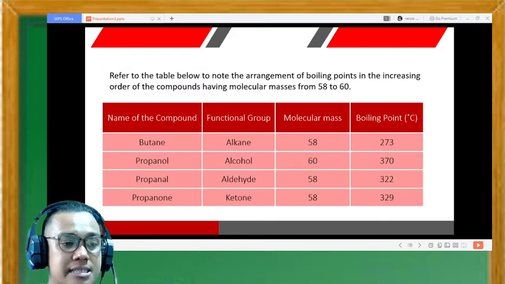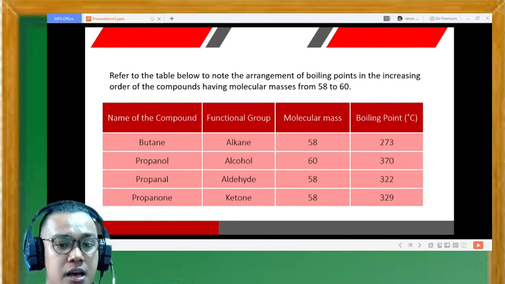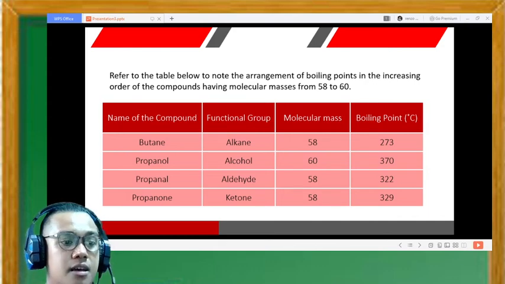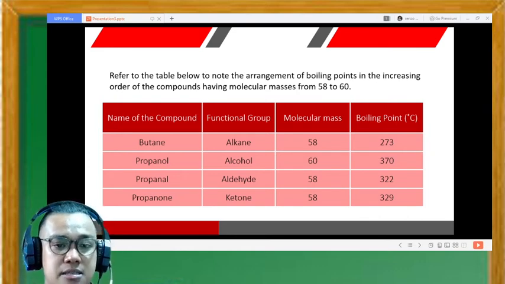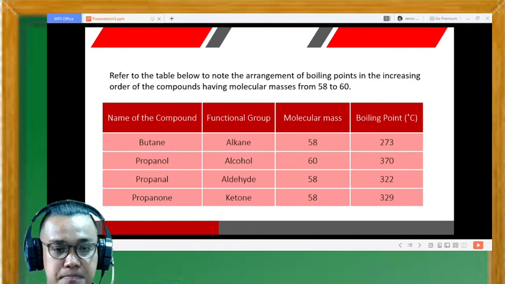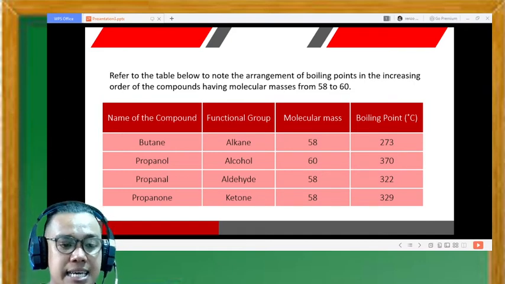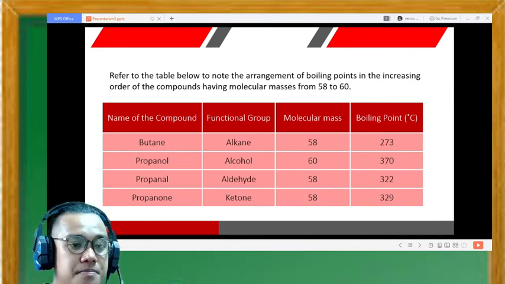So this is the table of the two properties, which are the molecular mass and the boiling point or the solubility of each compound. Refer to the table below to note the arrangement of boiling points in the increasing order of the compounds having molecular masses of 50 to 60. So that is the table.